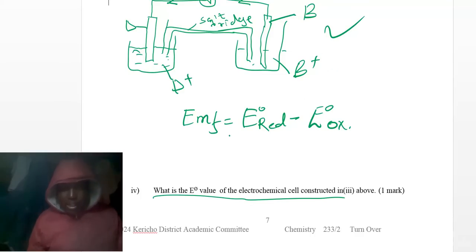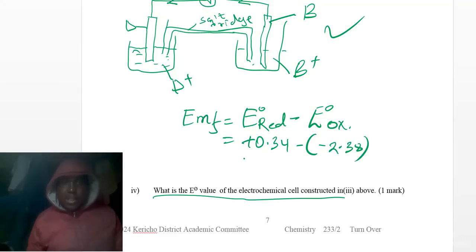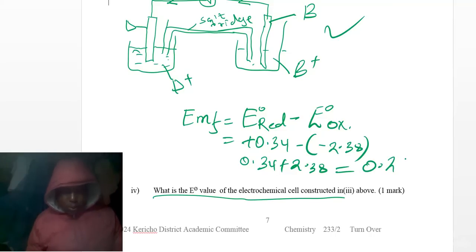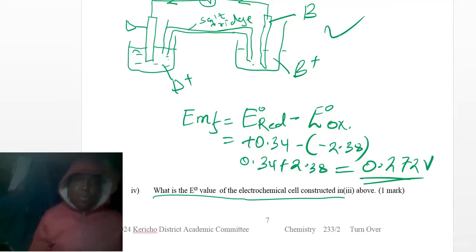So you go and write the E for the reduction, which was positive 0.34, minus the one for oxidation, which was negative 2.38. So this is the same as 0.34 plus 2.38, and that will give us 0.272 volts, and that is the EMF for this cell.